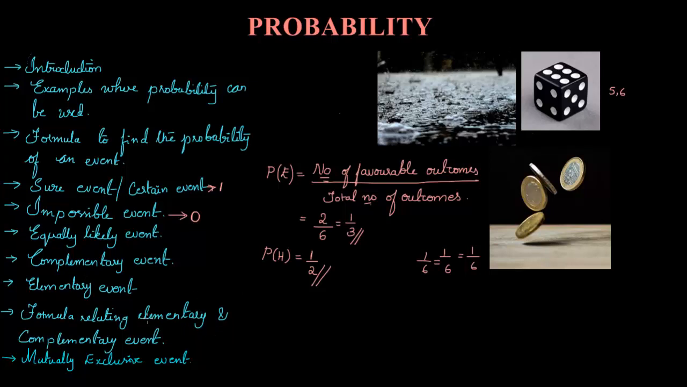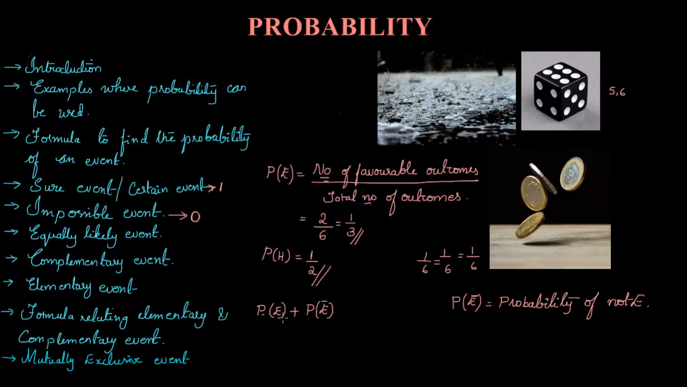Then we have the formula which relates elementary and complementary event. This is also an important one. P of E, the probability of that event, plus the probability of the complementary of that event, meaning not E. And how do you indicate the complementary event? Obviously, you indicate it with a bar. Always the complementary event will be indicated with a bar on that. So the probability of E bar is nothing but the probability of not E. P of E is the probability of E, and P of E bar is the probability of not E.